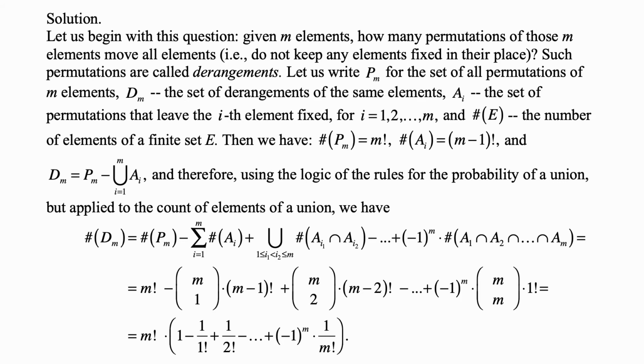And that's m factorial minus m choose 1 times m minus 1 factorial plus m choose 2 times m minus 2 factorial, and so on up to negative 1 to the mth times m choose m times 0 factorial. That is equal to m factorial times 1 minus 1 over 1 factorial plus 1 over 2 factorial, and so on, up to negative 1 to the mth times 1 over m factorial.